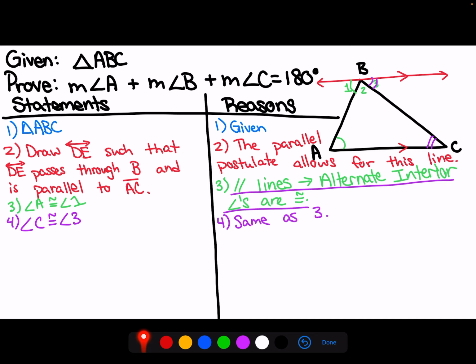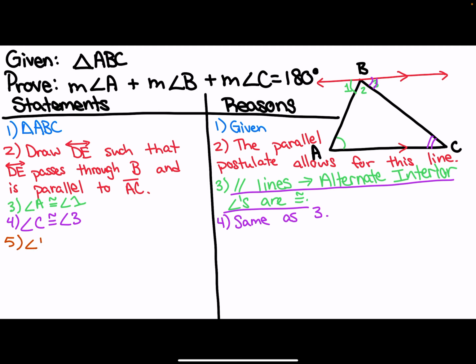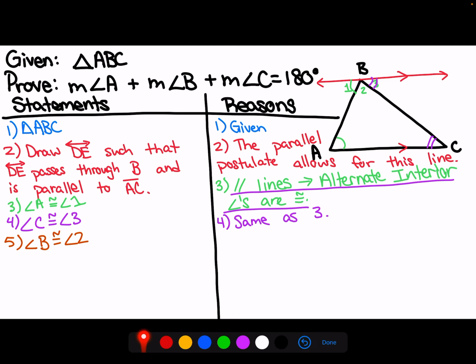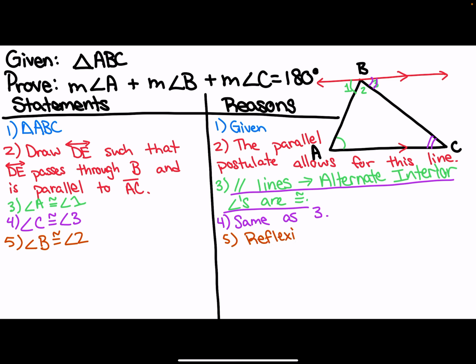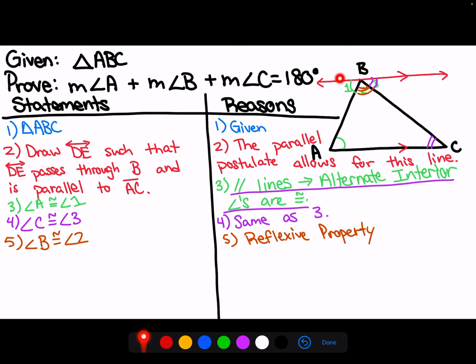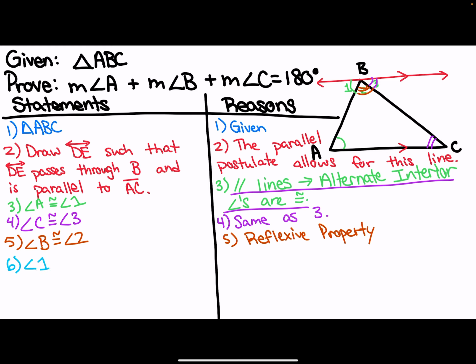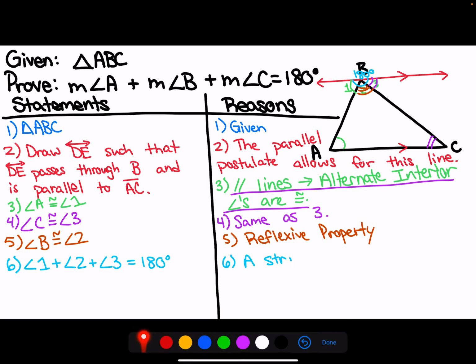Then lastly, angle B. Well, angle B is at the same spot as angle 2. So I can say that angle B is congruent to angle 2. And the reason I can say that is, well, they're the same angle. So that would be by the reflexive property. From here, well, this is a straight line. And I know that the sum of the angles that form a straight line is 180 degrees. So I can say angle 1 plus angle 2 plus angle 3 equals 180. And the reason I can say that is a straight line has 180 degrees.